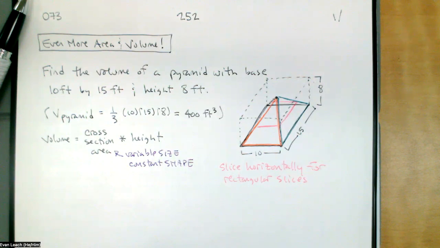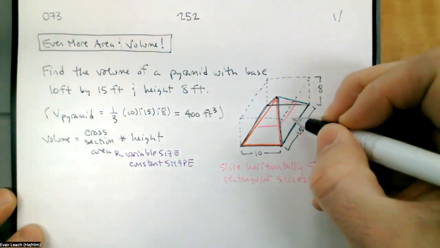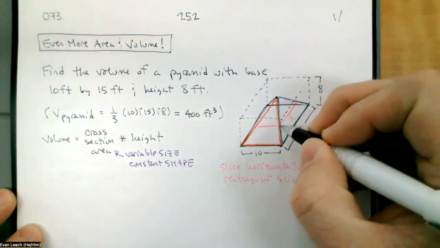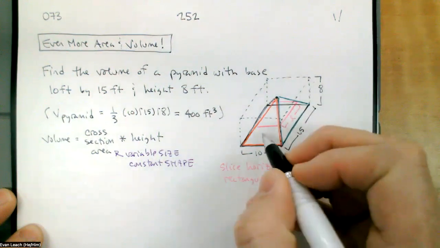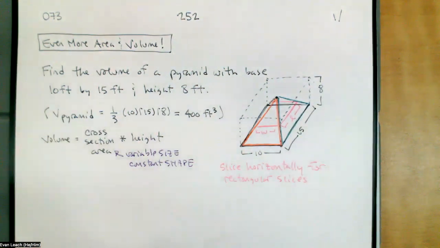So the area that we're going to be using for our cross section is just length times width. Notice that it's not going to be 10 times 15. That's the width and the length just at the bottom. I'm talking about that pink slice part way up the pyramid. So I'm going to have a length and a width. I'm going to use that length and width for some small change in height.